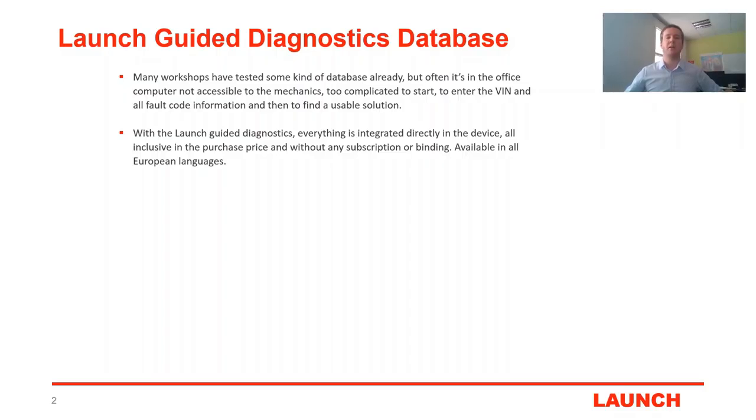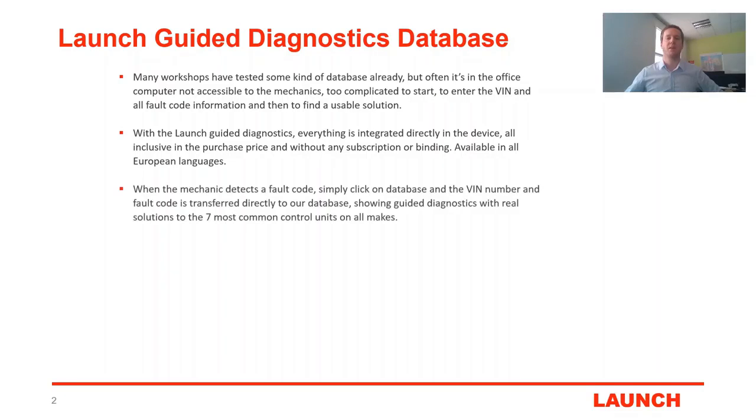It's available in all European languages. For this demonstration, we will use the English version. When a mechanic detects a fault code in his launch device, he simply clicks on Database, and the VIN number and all fault code information gets transferred directly to our database, showing guided diagnostics with real solutions to the 7 most common control units on all makes.